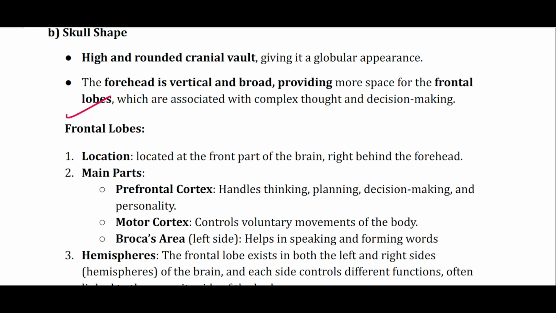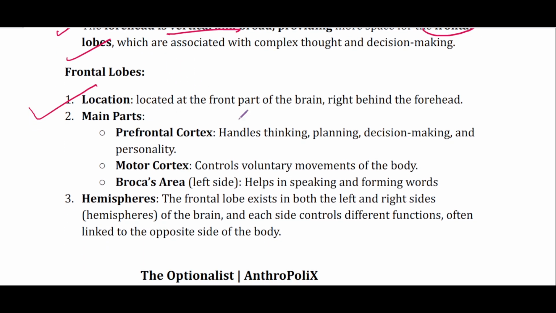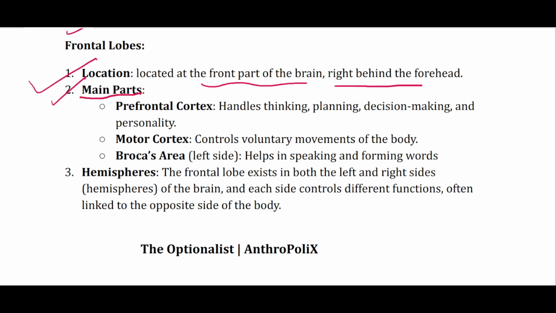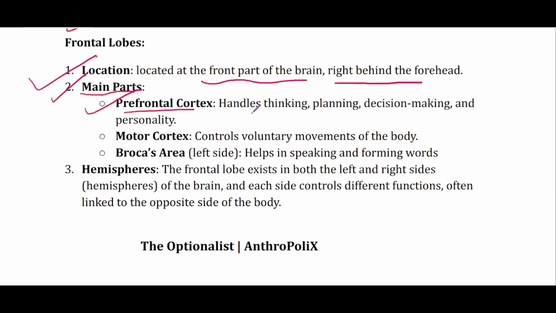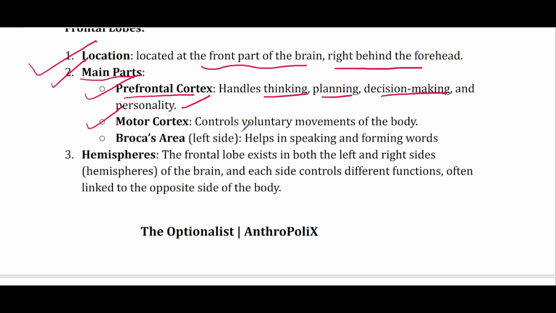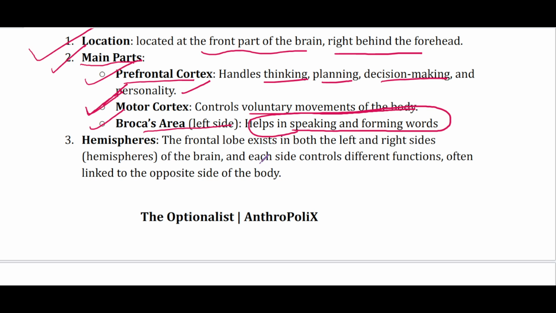Now what this frontal lobe is, because the forehead became vertical and it has provided more space, so in that space the frontal lobes came. The frontal lobes are located at the front part of the brain just behind the forehead, and this front area houses main parts such as the frontal cortex, PFC, which handles thinking, planning, decision making, and personality. Then it also houses the motor cortex, which controls voluntary movements. Voluntary movements means the movements which are undertaken with full consciousness, like lifting a pen, writing. Then on the left side, there is Broca's area, which is for communication, language, for speaking and forming words.